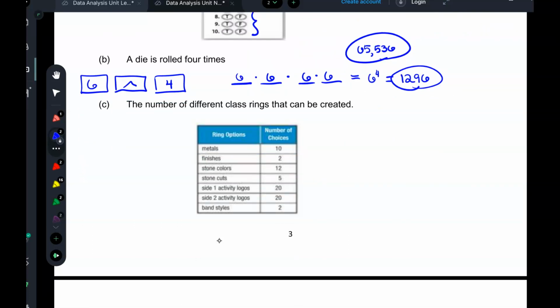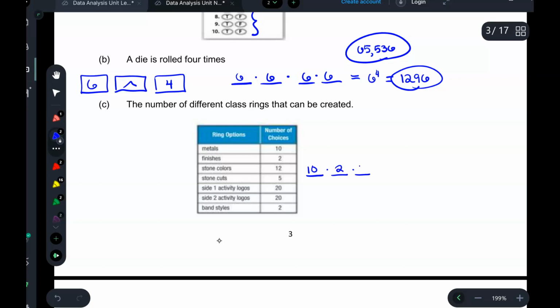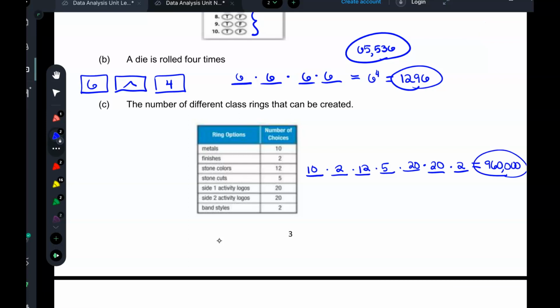Okay, number of class rings that can be created. We have 10 choices for the metals, 2 different finishes, 12 stone colors, 5 different stone cuts. Side 1 activities, we have 20. Side 2 activities, we have 20. And we have 2 different band styles. So that's 960,000 different ways to create a class ring.